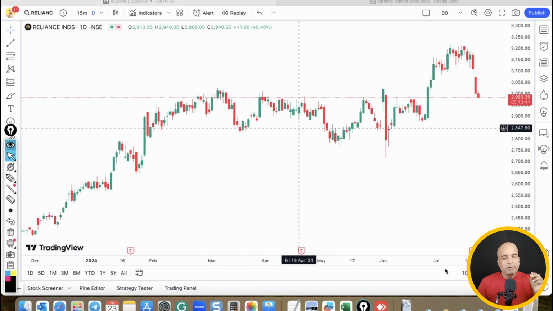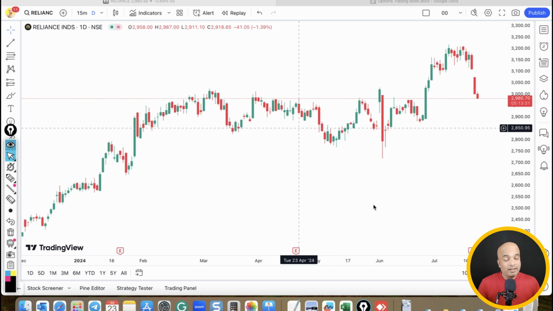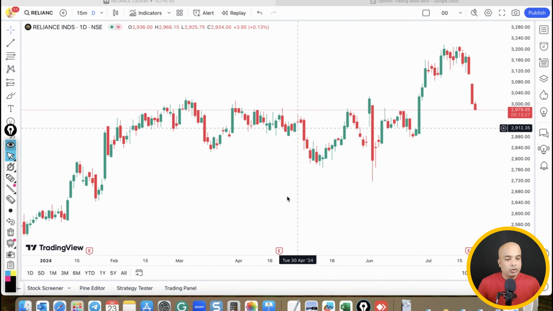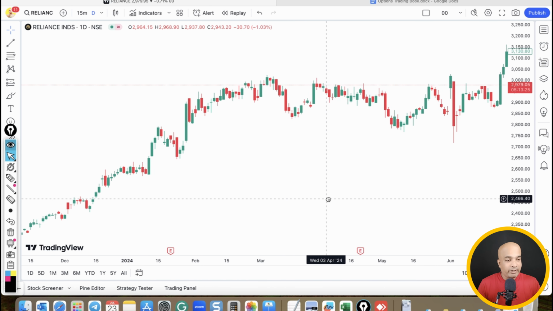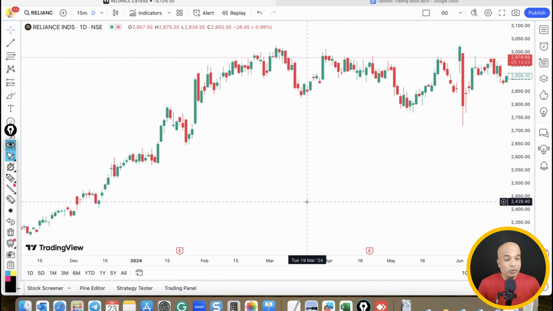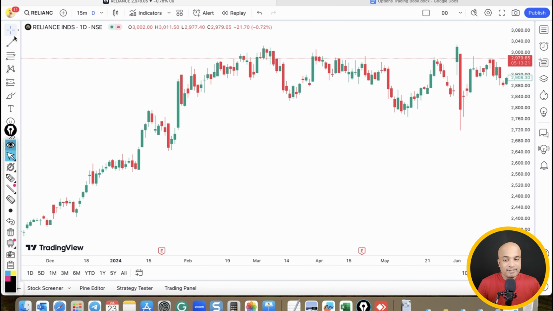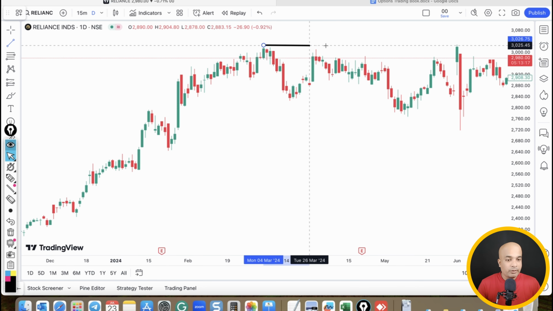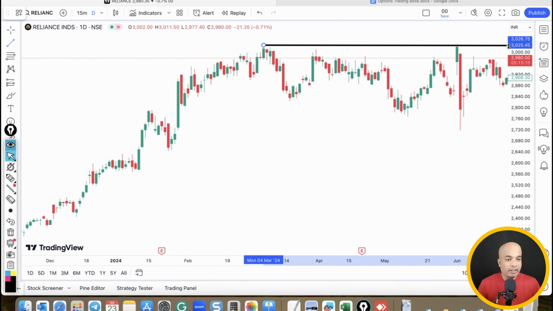There are many ways to identify a trend. Whether in intraday trading or positional trading or swing trading, we can use many techniques to identify a trend. So number one such technique is simple trend lines. For example, we can draw simple trend lines to identify a trend. Let's say I draw a trend line like this. For example, here to here, I draw a trend line like this.